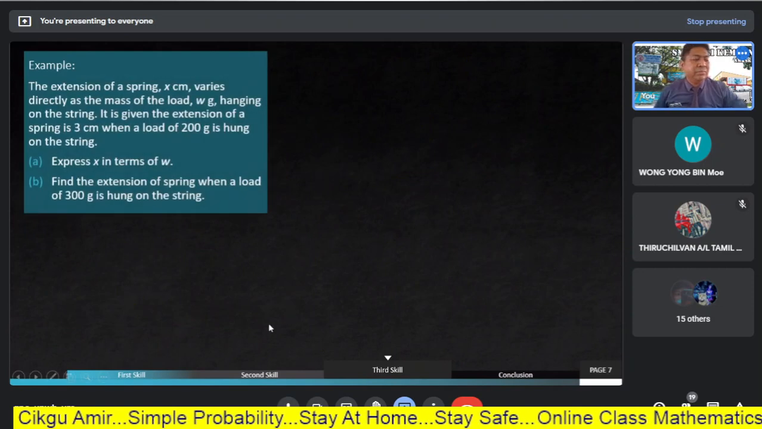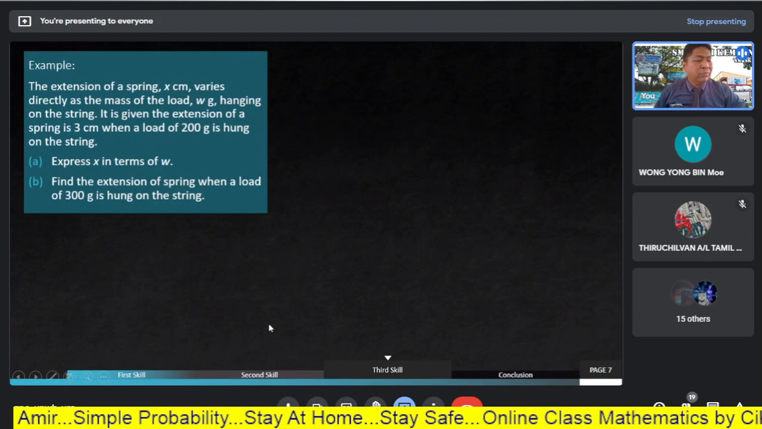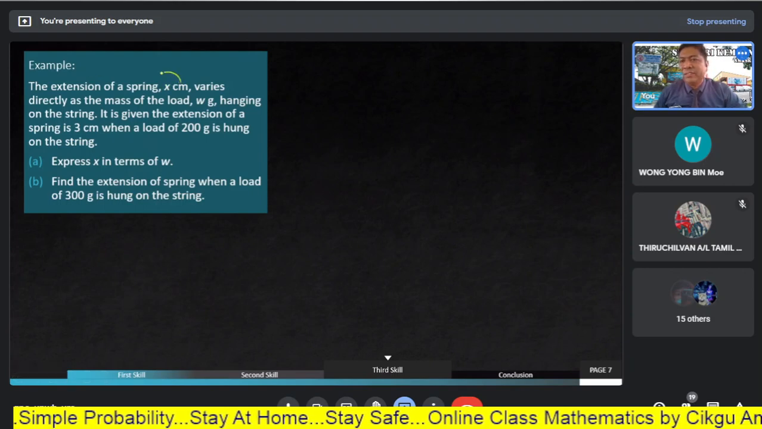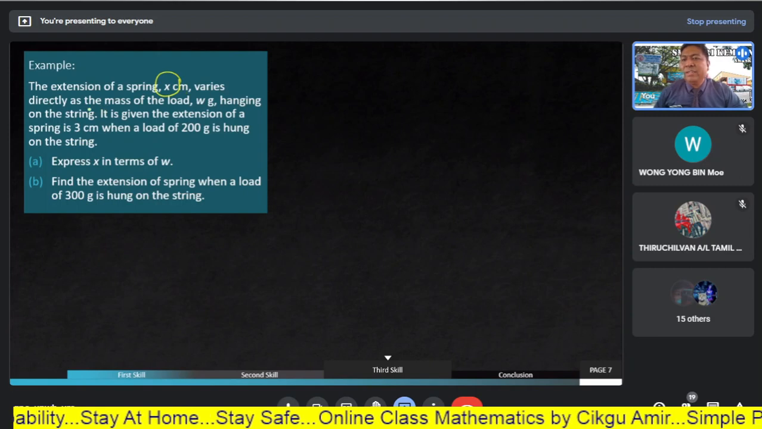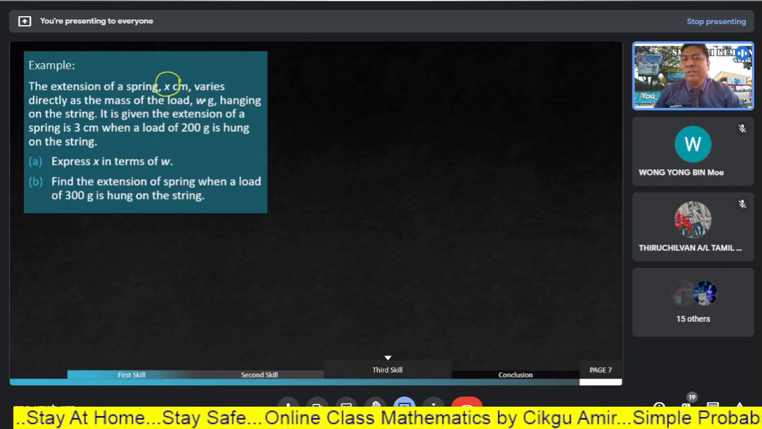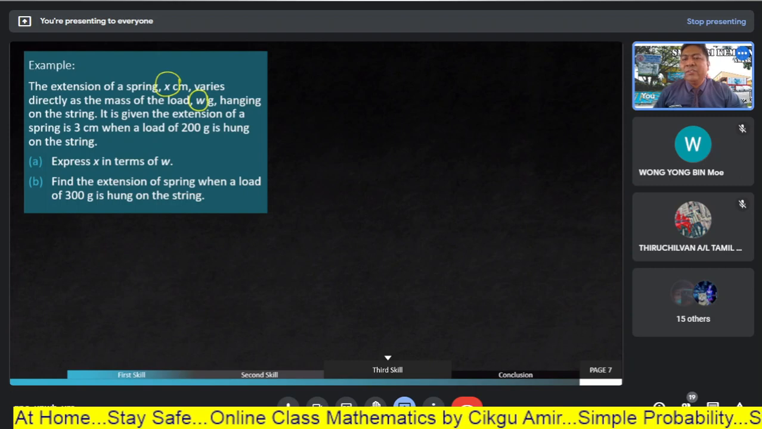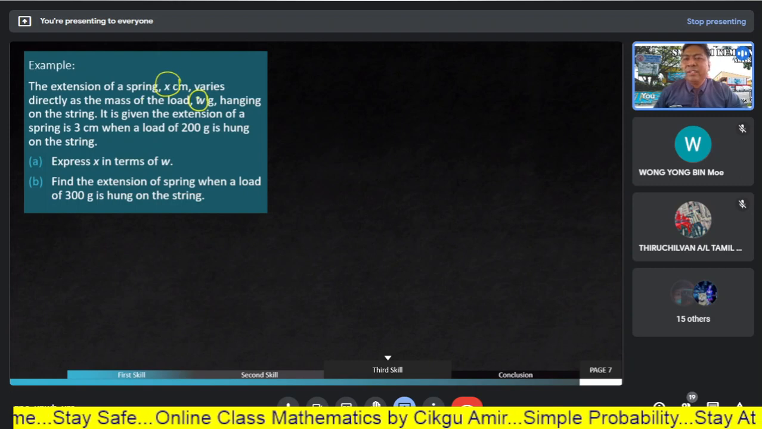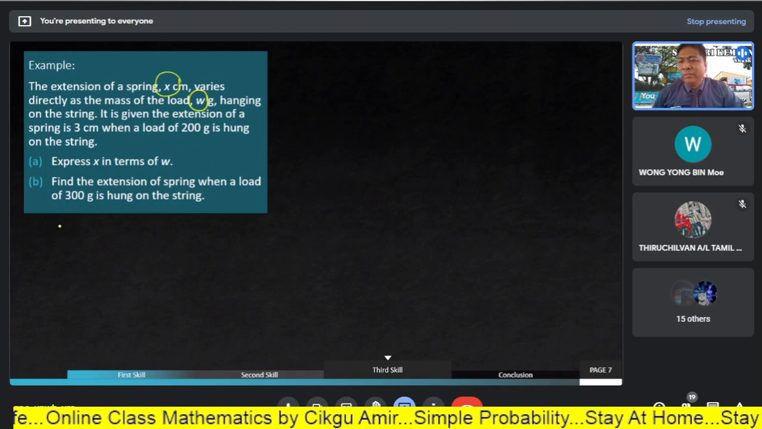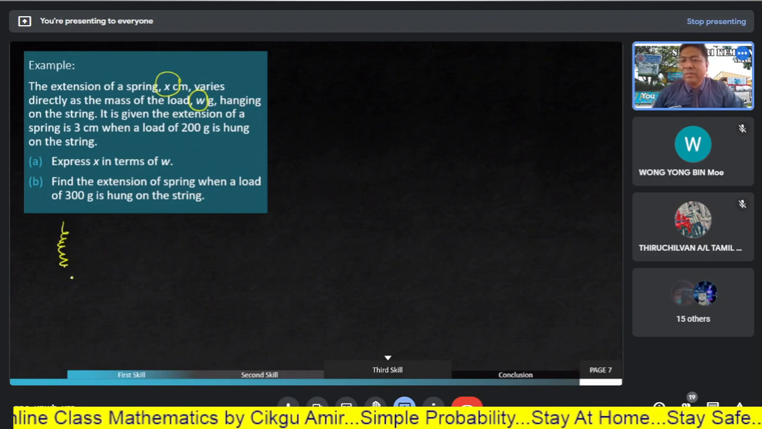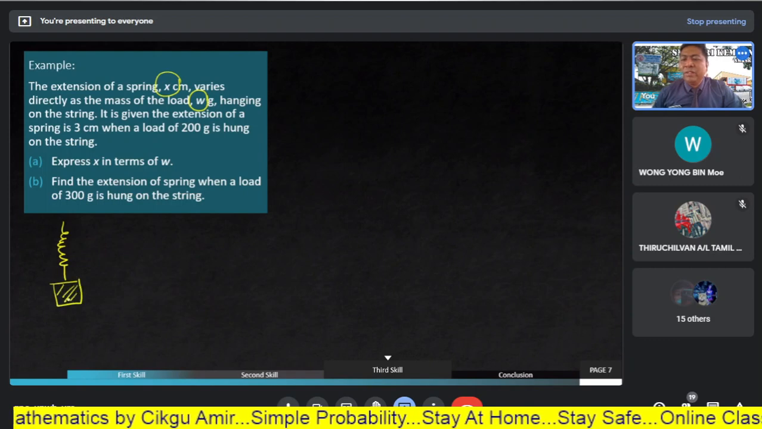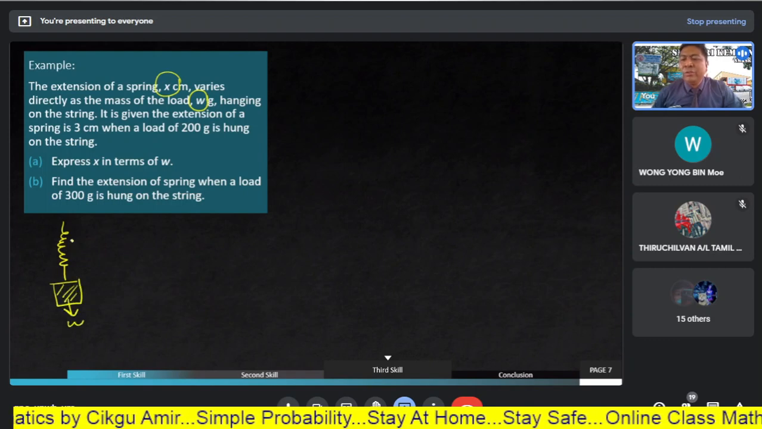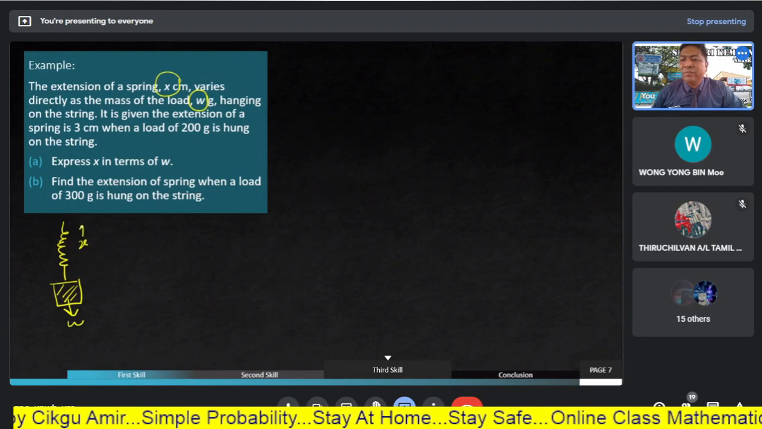Example 3. The extension of spring X varies directly as the mass of the load W. So the two variables here are X and W hanging on the string. Okay, so we have string here, and we have load. Load is W, string is X.